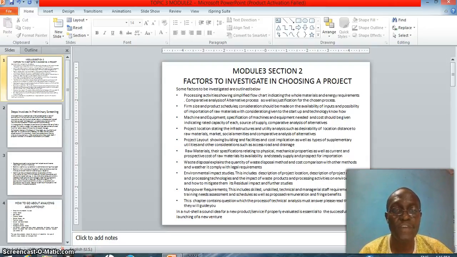Also, this chapter contains questions which the process of technical analysis must answer. Please read them, they will guide you. In a nutshell, a sound idea for a new product or service, if properly evaluated, is essential to the successful launch of a new venture. Note these factors because they will help you in investigating the chosen project you want to enter into.